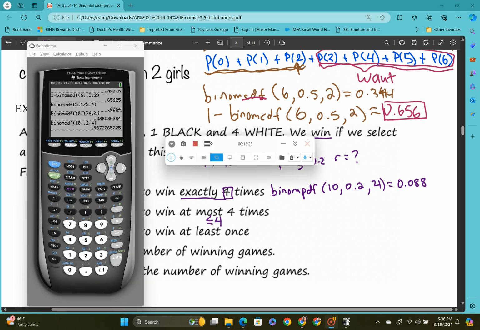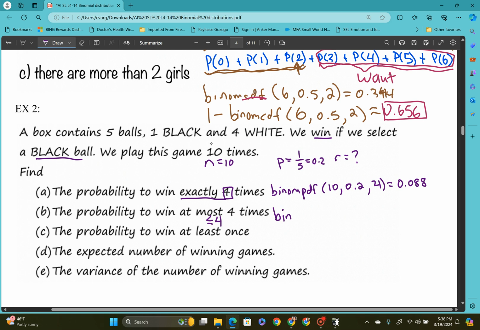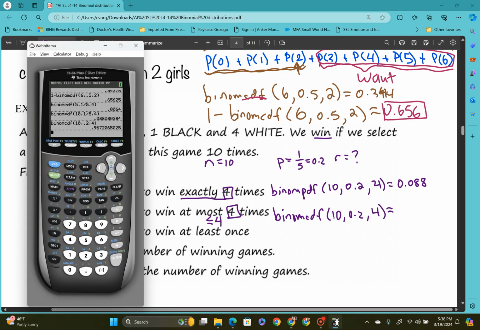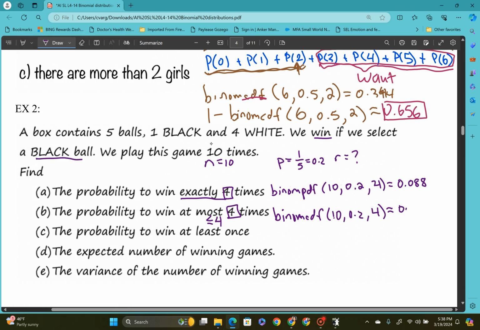All right, so we have binom CDF. Still 10 trials, probability of success is still 0.2. And at most 4. Okay, so we're going to put a 4 here, close those parentheses, plug that into our calculator, and we get 0.967. You could change that to a percent. Just trying to answer the questions and keep it moving. Okay, so we did A, we did B. All right, next thing we're going to do is C.